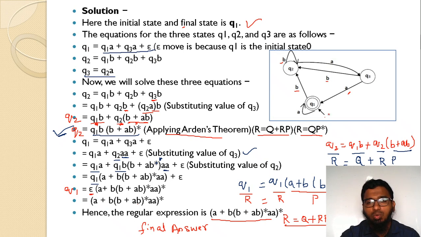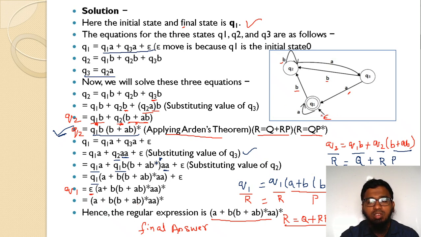Q1 is equals to, very easy way you can make the equation. Just check whatever is incoming to the same state, like I am checking for Q1, so you need to check how many incomings are there for Q1. One is epsilon, meaning initial state, another one is A by itself from Q1, and another one is Q3 on A. So Q1 on A and Q3 on A is getting Q1, plus epsilon.